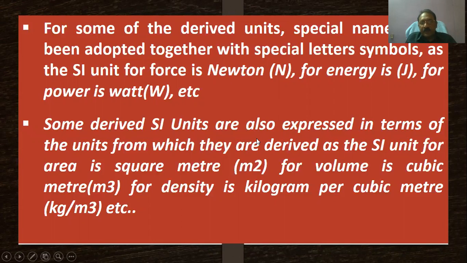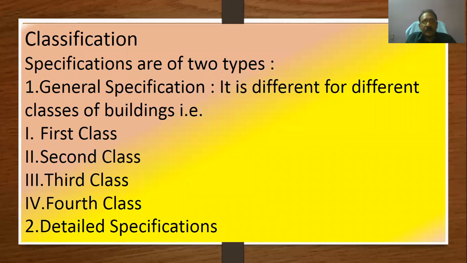calculations of any construction. And similarly for density, what is the unit? Kilogram per cubic meter. What is density? Mass by volume. What is the mass unit? Kg. What is the volume? Cubic meter. So these are all secondary units derived from basic units.